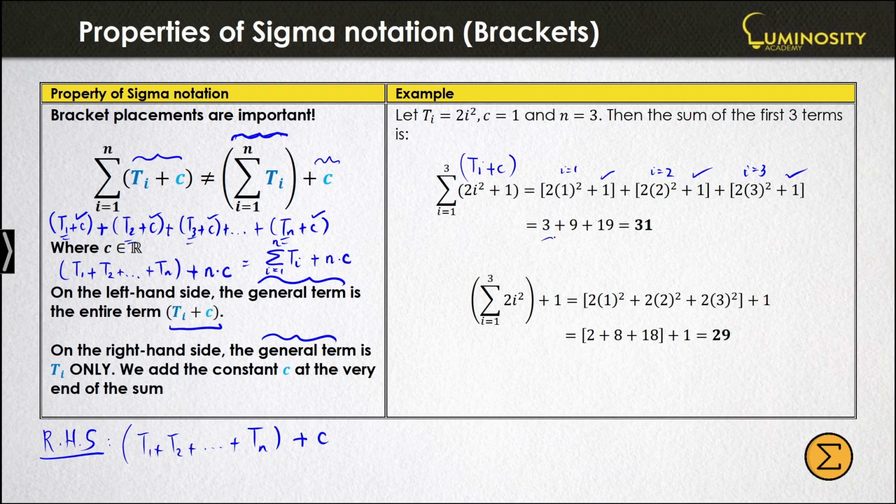So adding that up, we get 3 plus 9 plus 19, which will give us 31. Whereas, if we did the summation first of 2i squared from i equals 1 to 3, and then added 1 at the end, this would be 2 times 1 squared, plus 2 times 2 squared, plus 2 times 3 squared. So you do that summation first, and you'll get a value here, which will come up to 28. Then you add that 1 at the end. So 28 plus 1 is 29. Can you see that 29 is not equal to 31 here?